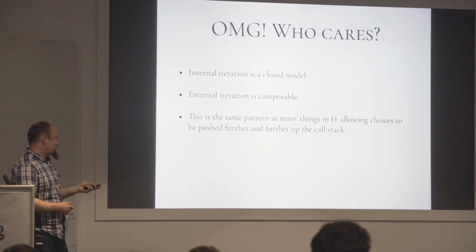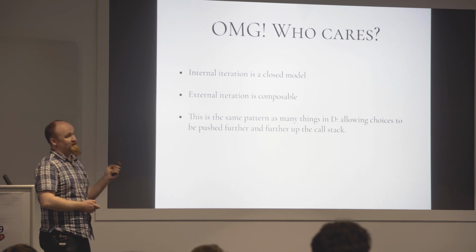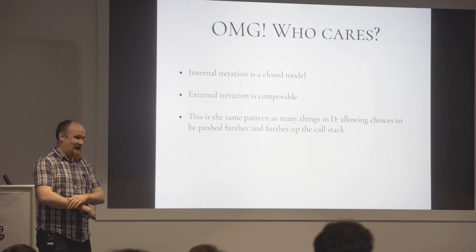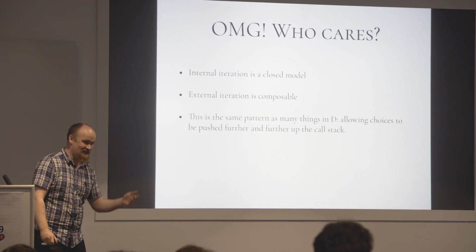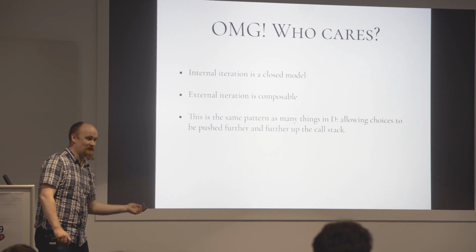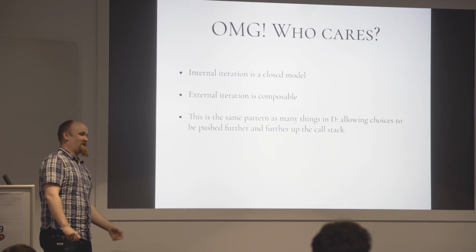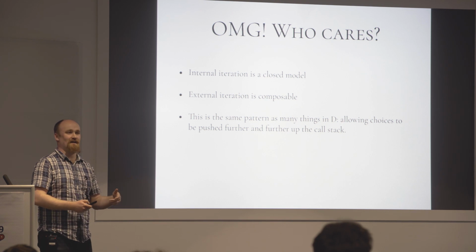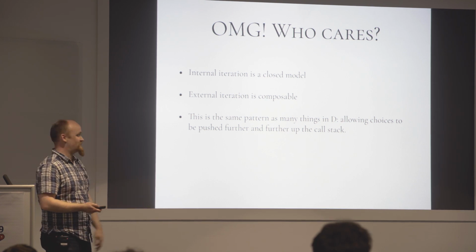It's the same thing as many things in D. You allow choices to be pushed further and further up the call stack. This is something that we've been seeing across everything in D. It's all like put allocators in the interface to let people choose what they want to do, or pass a delegate in that receives elements as they're served up, like how one of the overloads to string works.